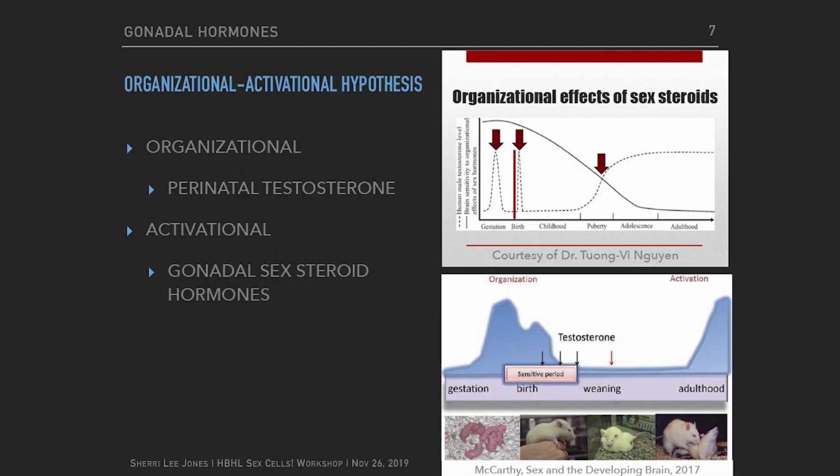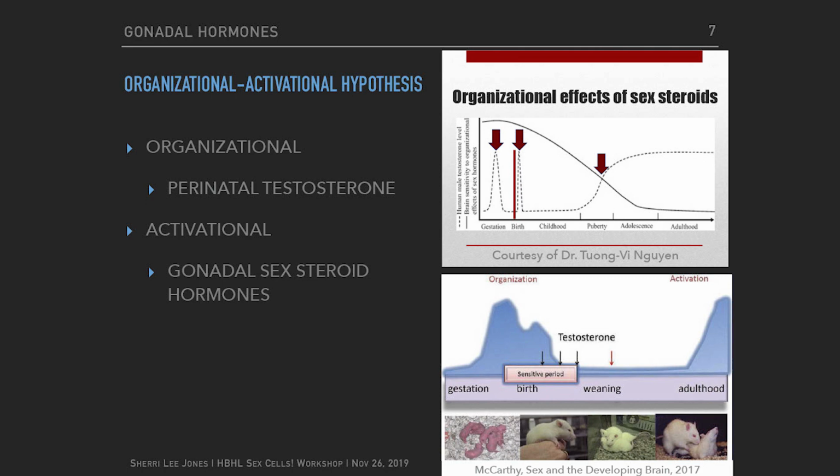Okay. So there's 2 classes of sex-specific signals. There's the signals that occur during the organizational period, so the perinatal period, under the influence of perinatal testosterone from the male testes. And then there's the activational period, which occurs under the influence of gonadal hormones at puberty.